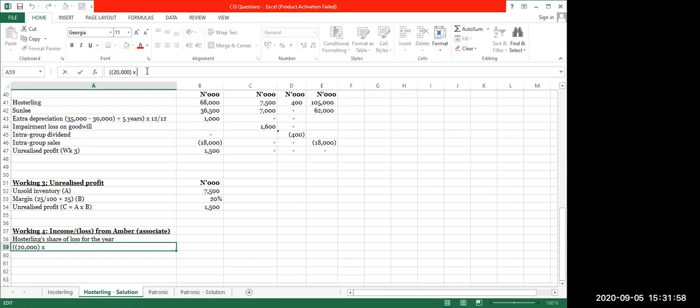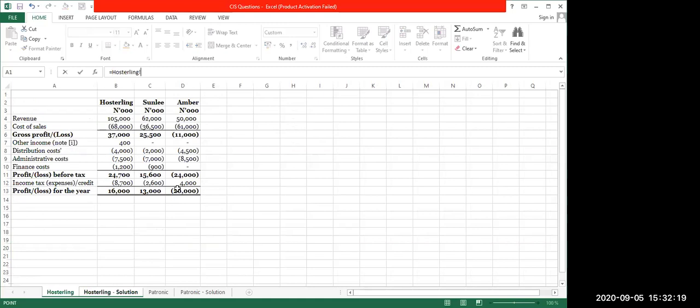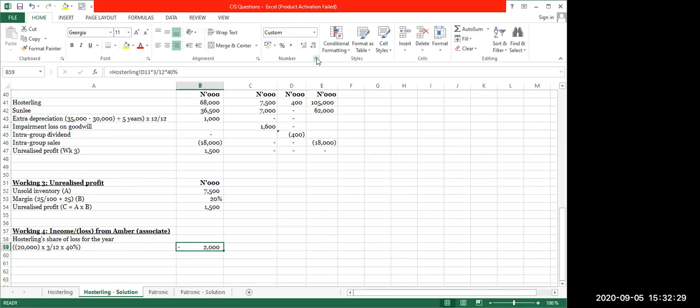Again, we don't own 100% of Amber. We only own 40%. So we take only 40%. We have significant influence. So there we go. We say the 20,000 times 3 over 12 times 40%. So our loss, which we are taking from the associate, is 2,000. That is one aspect of the loss.